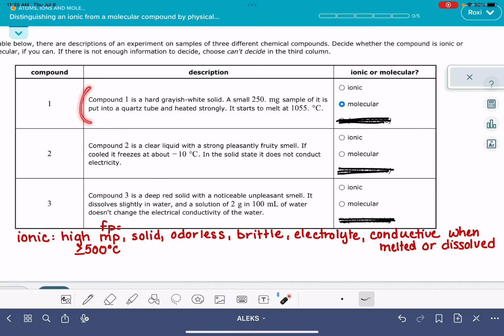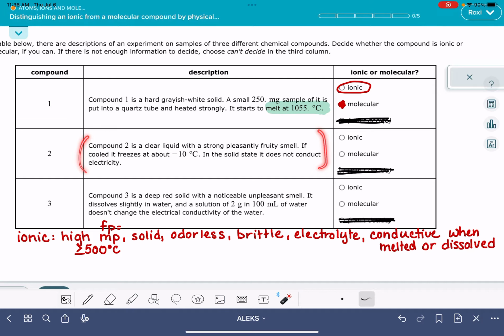So let's take a look at compound number 1. What I'm going to do is just read through this and look for some kind of hint in this problem that aligns with one of these characteristics. So this says it's a hard grayish white solid. A sample of it is put into a quartz tube and heated strongly. It starts to melt at 1055 degrees Celsius, giving us a melting point much higher than 500 degrees. That makes this substance an ionic compound.